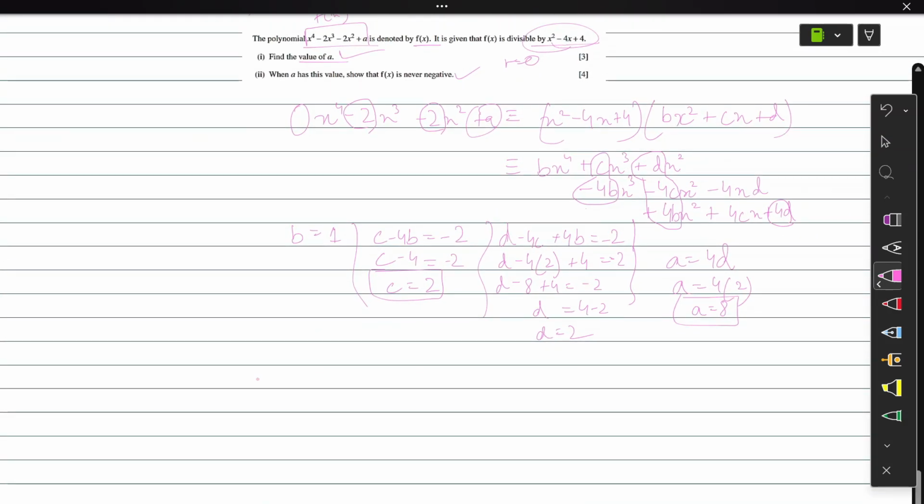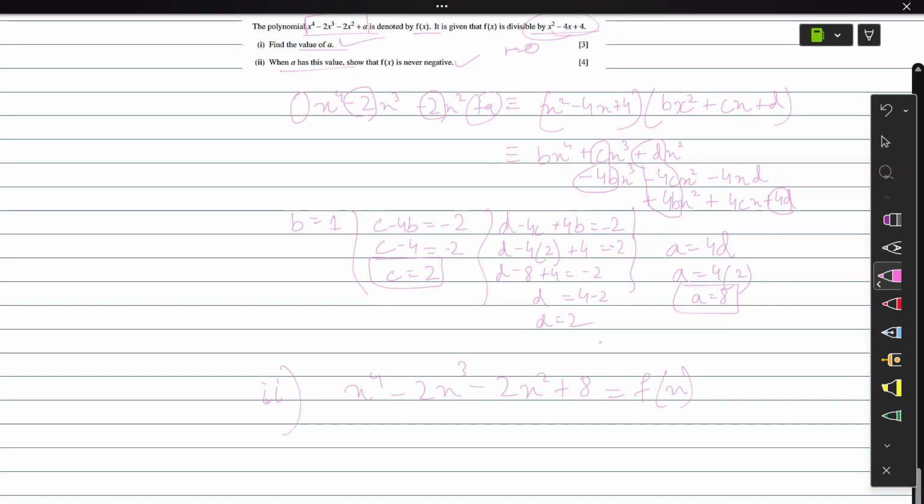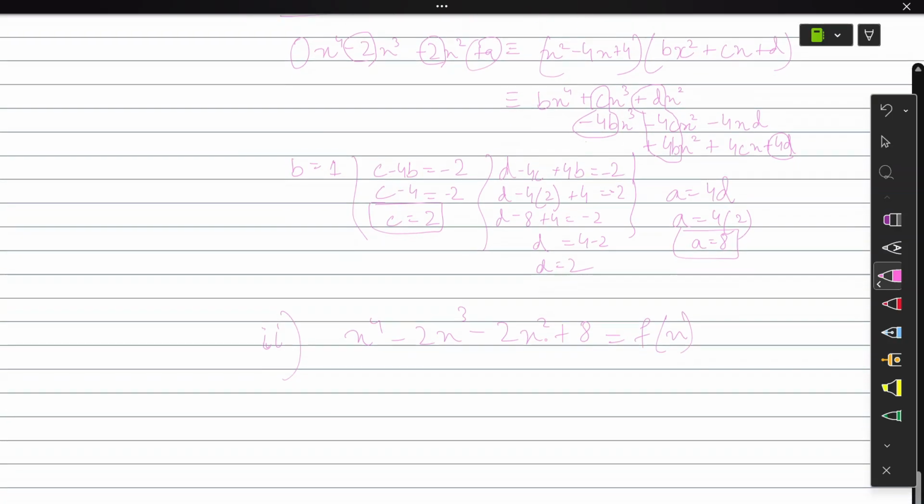So here we go. Last part of this topic. When a equals to 8, let's just substitute that into our equation. x^4 minus 2x cubed minus 2x square plus 8. That's our f of x, right? Yep. Okay, so show that f of x is never negative.